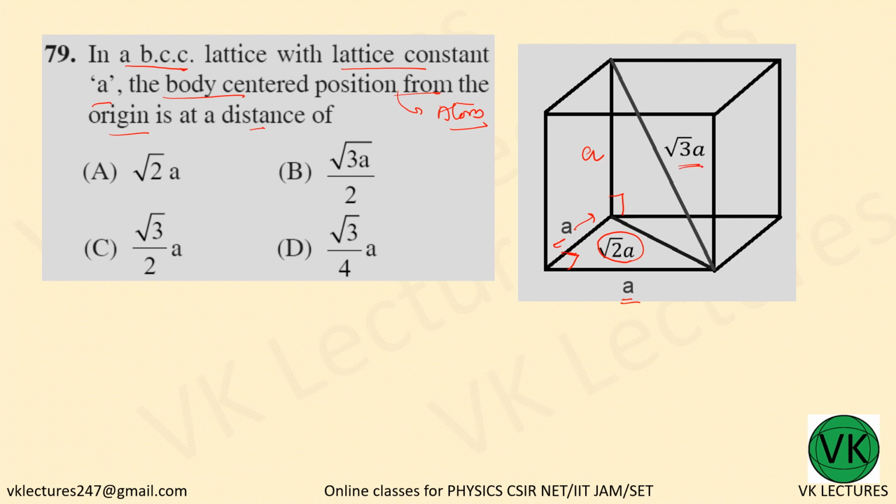Now what is the question? The question is, from the origin, let us take this as the origin, what is the distance to the atom at the center? So there will be an atom at the center, and the distance to it is what is asked. This will be half of the body diagonal. So root 3 by 2 times A is your answer. So root 3 by 2 A, option C.